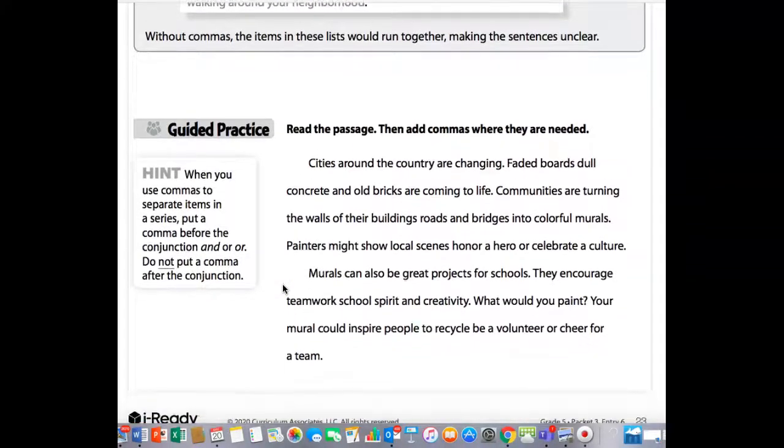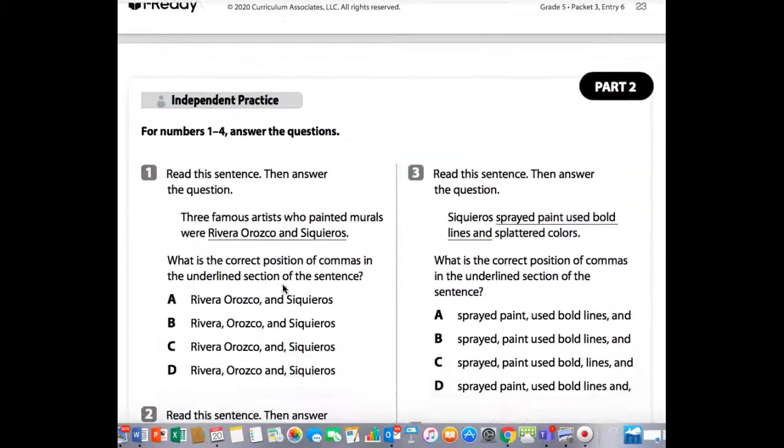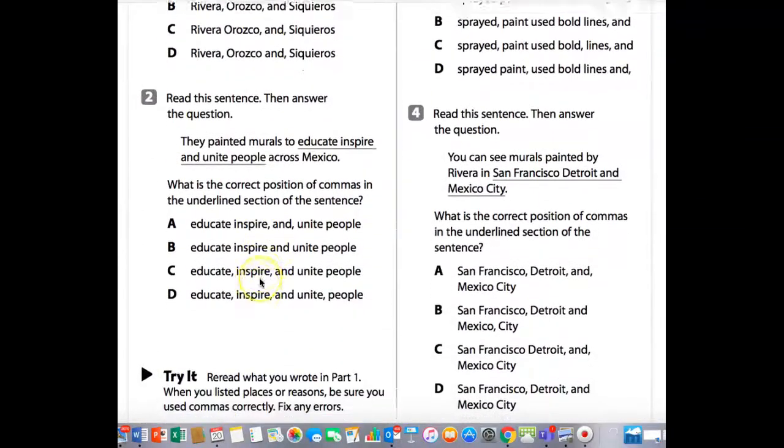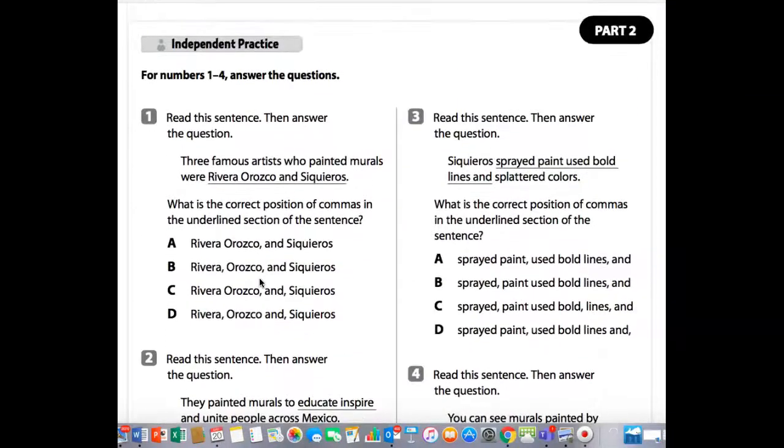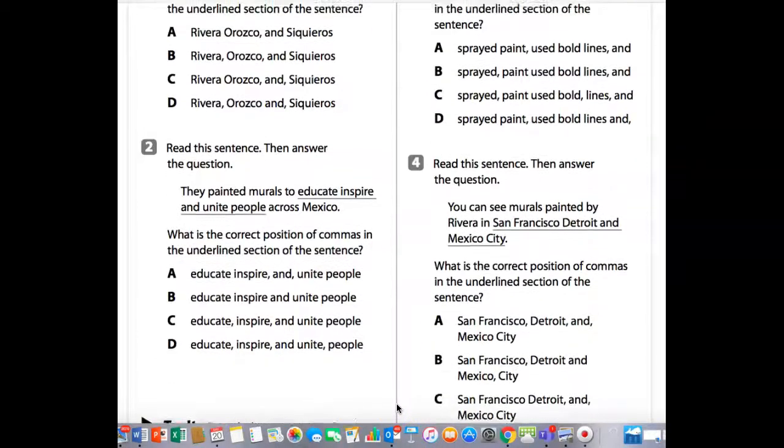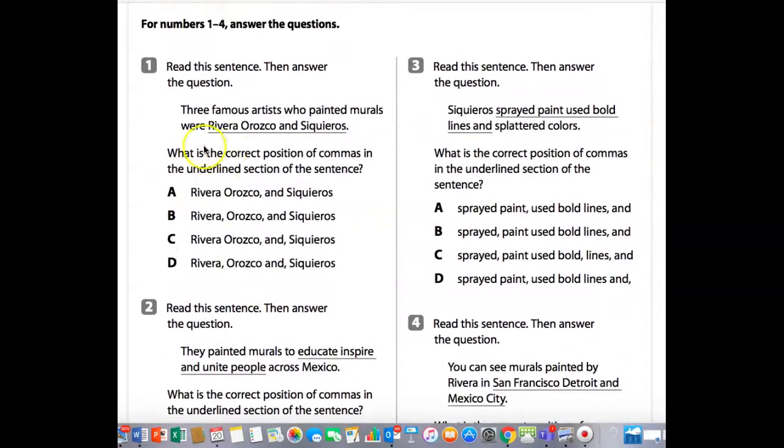All right, so I know your teachers are going through this with you, so I'm going to jump to the independent practice. All right, so again, these all say the same thing. You just have to punctuate them correctly. So this says, read this sentence, then answer the question. 3 famous artists who painted murals were Rivera, Orozco, and Siqueiros. What is the correct position of commas in the underlined section of the sentence?